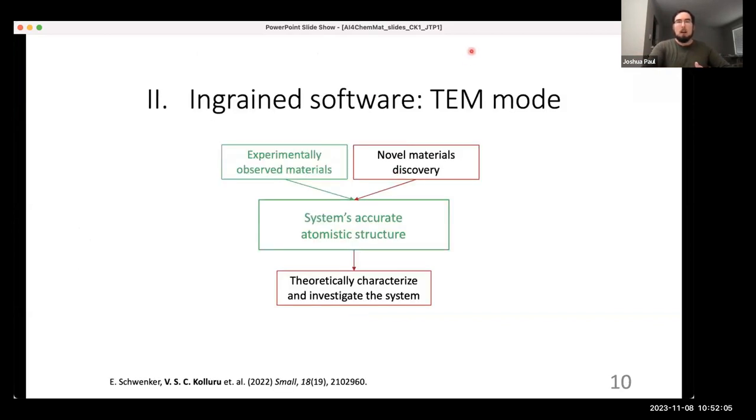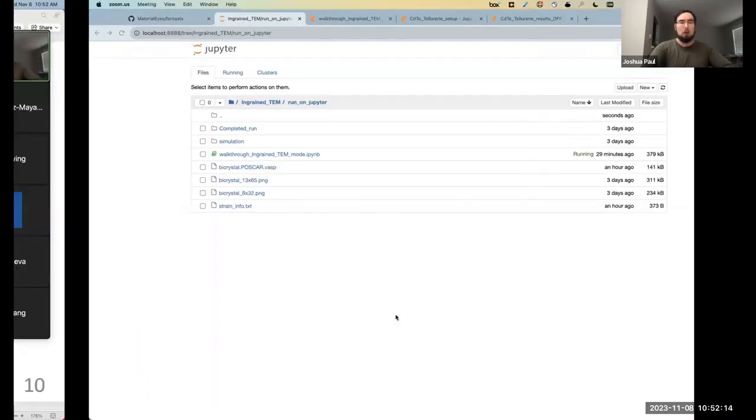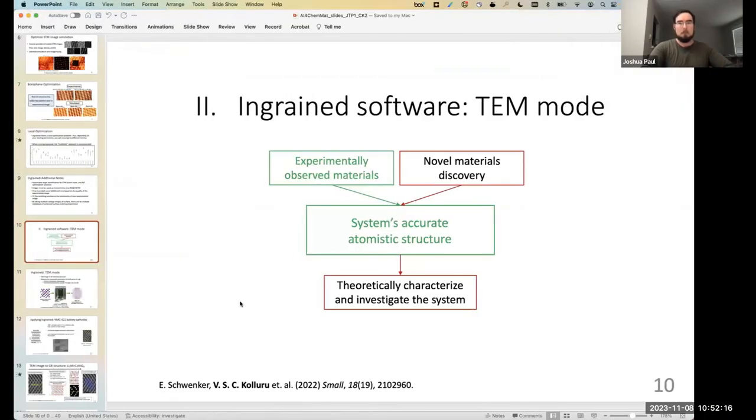So now I'm going to hand things over to Chaitanya in order to present on the TEM version of the software and the FANTASTX algorithm. Okay, thanks, Joshua.